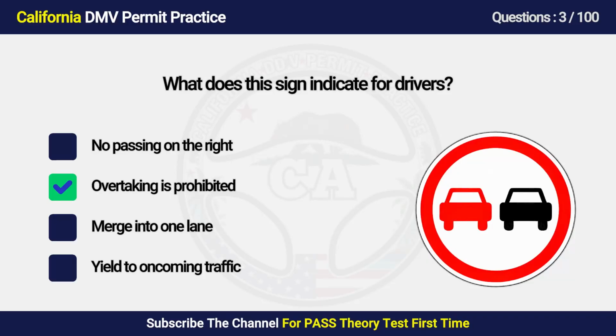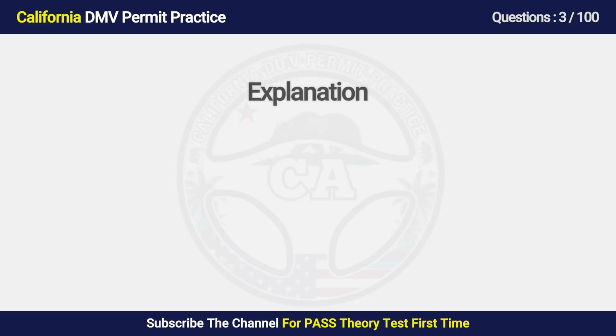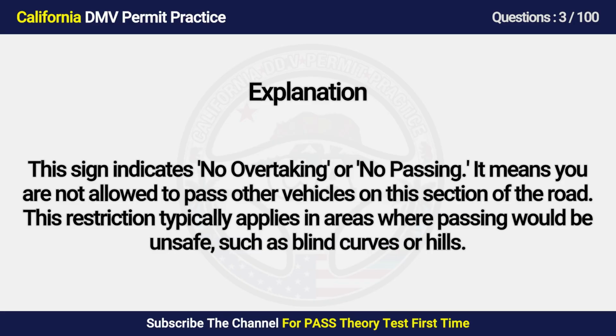Answer is B. Overtaking is prohibited. This sign indicates no overtaking or no passing. It means you are not allowed to pass other vehicles on this section of the road. This restriction typically applies in areas where passing would be unsafe, such as blind curves or hills.